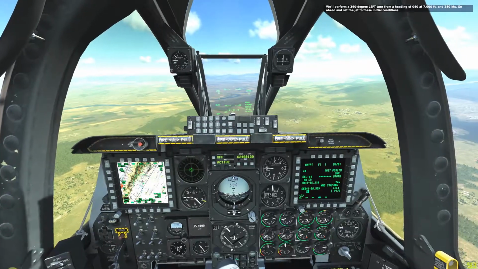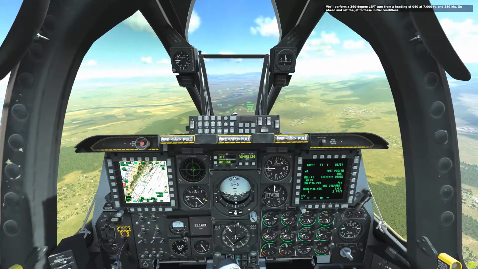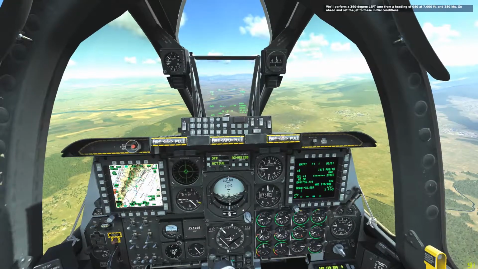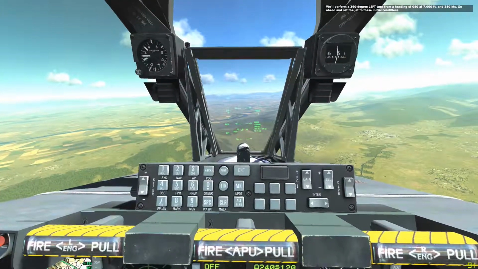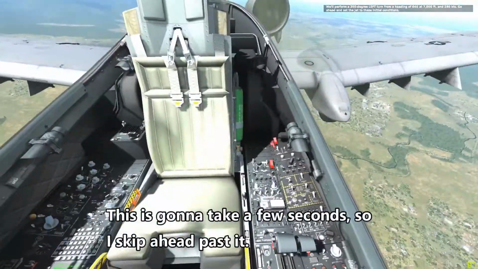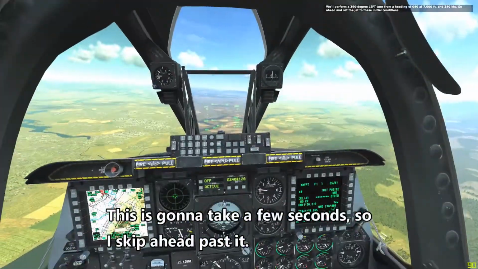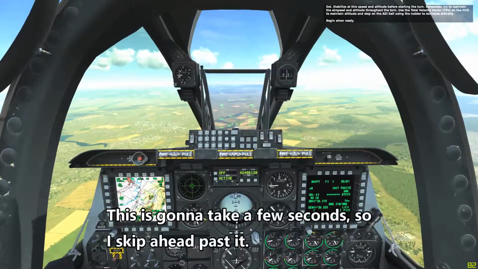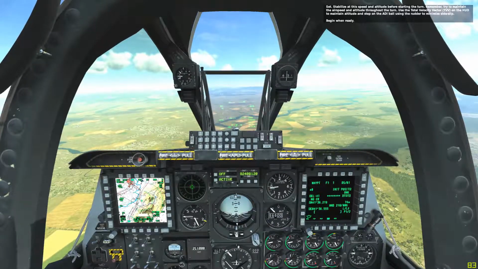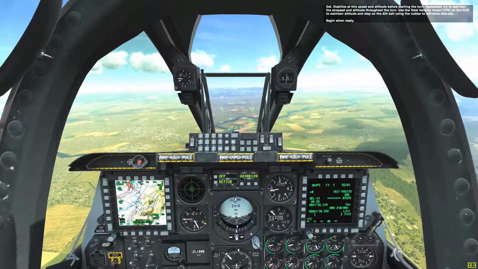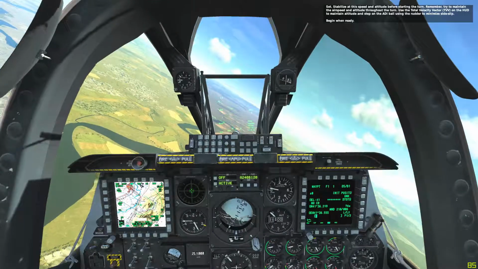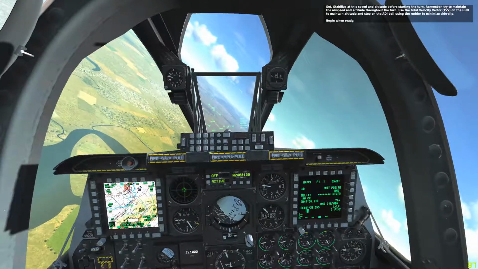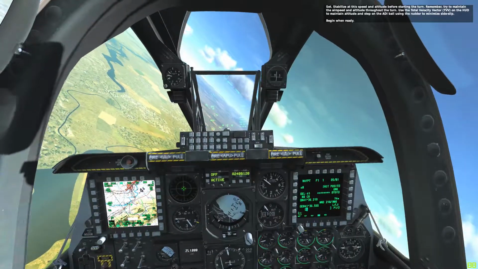We'll perform a 360-degree left turn from a heading of 040 at 7,000 feet and 280 knots. Go ahead and set the jet to these initial conditions. Set. Stabilize at this speed and altitude before starting the turn. Remember, try to maintain the airspeed and altitude throughout the turn. Use the total velocity vector on the HUD to maintain altitude, and step on the ADI ball using the rudder to minimize side slip. Begin when ready.